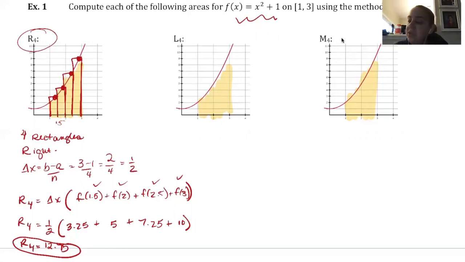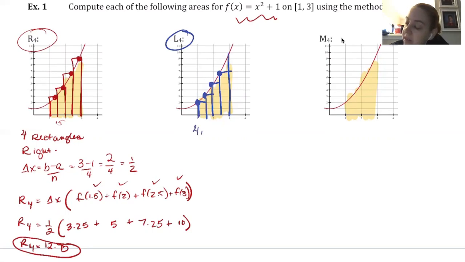So we're going to try it again with the next example. This time we have L4. So instead of right-hand rectangles, these are going to be left-hand rectangles, and we still have 4 of them. This time, if I draw left-hand rectangles, it's the left-hand corner of each rectangle that hits the curve. So now my rectangles are too short. This one's going to be an underestimate on my increasing function. If it were decreasing, they would be too tall.